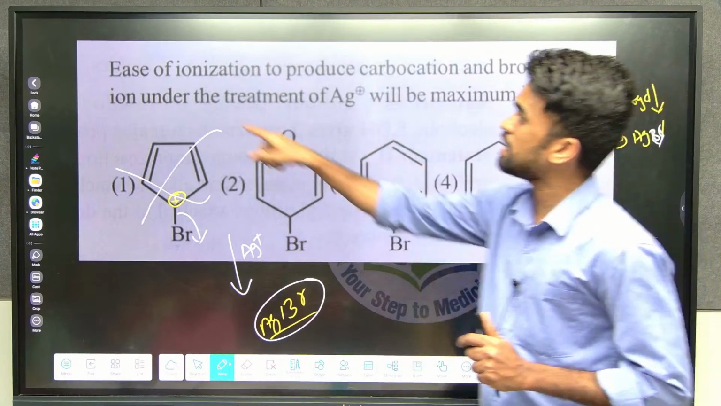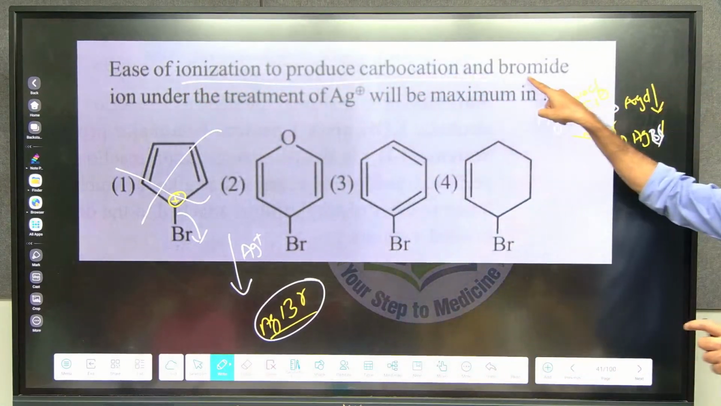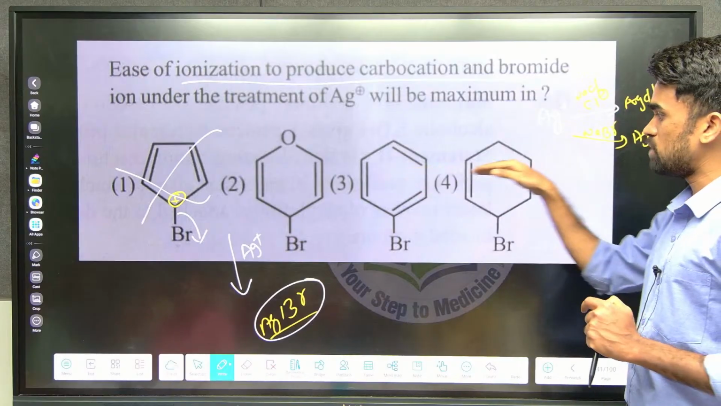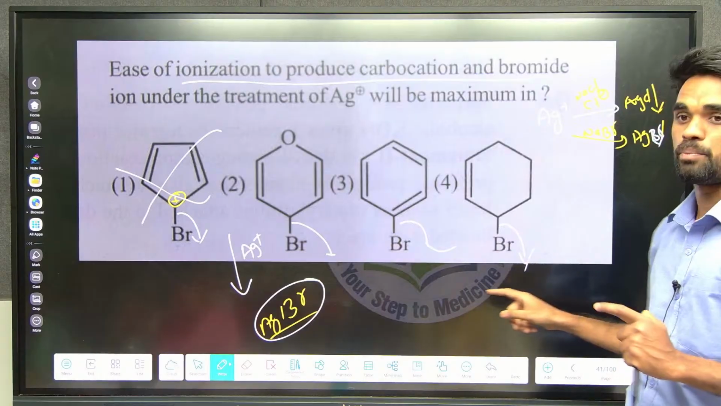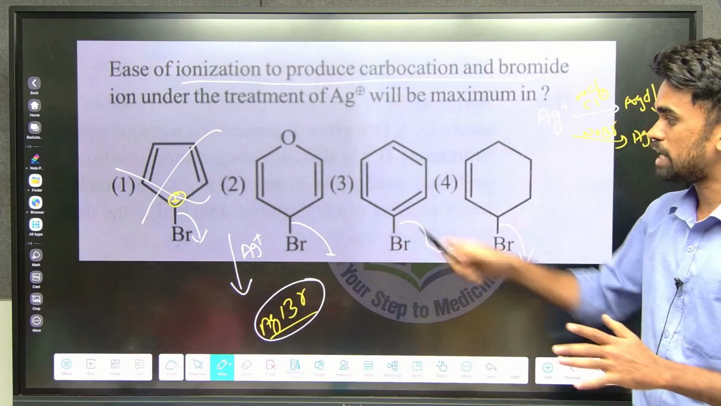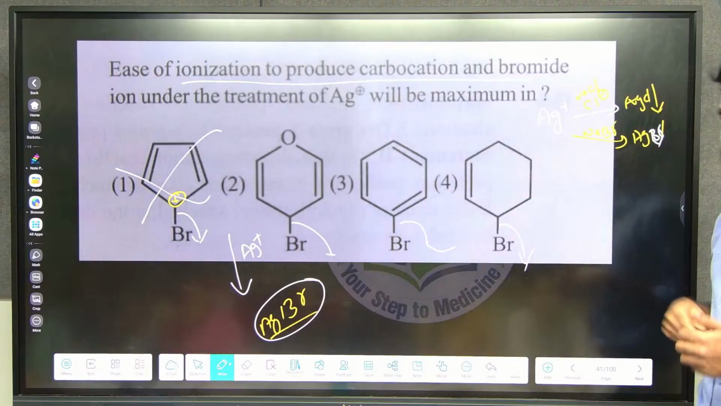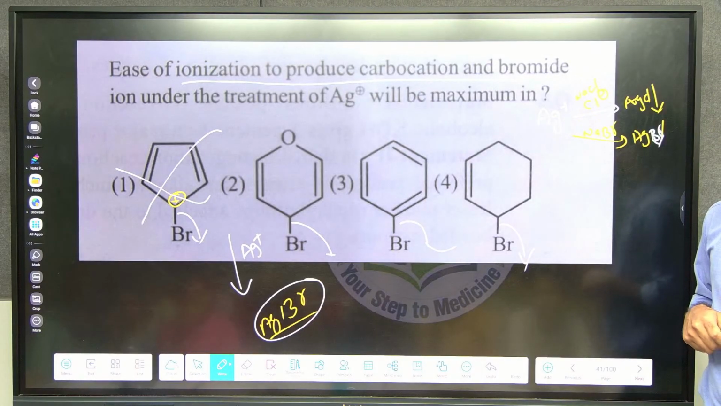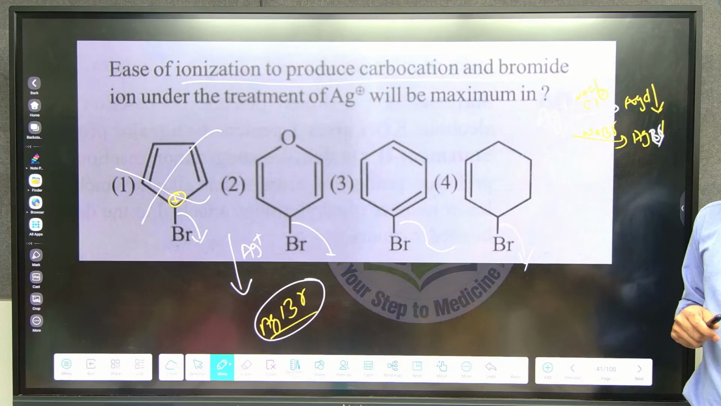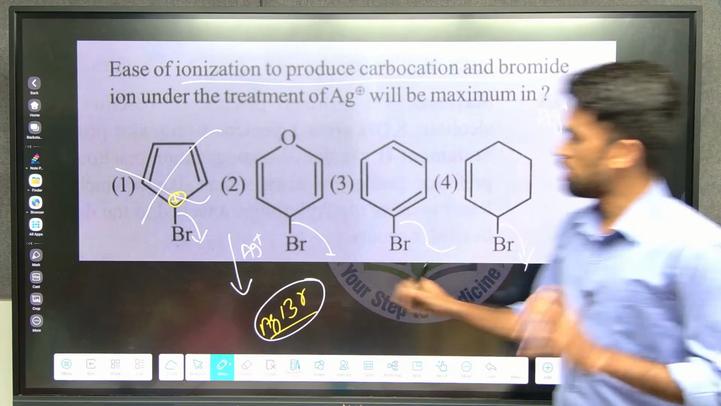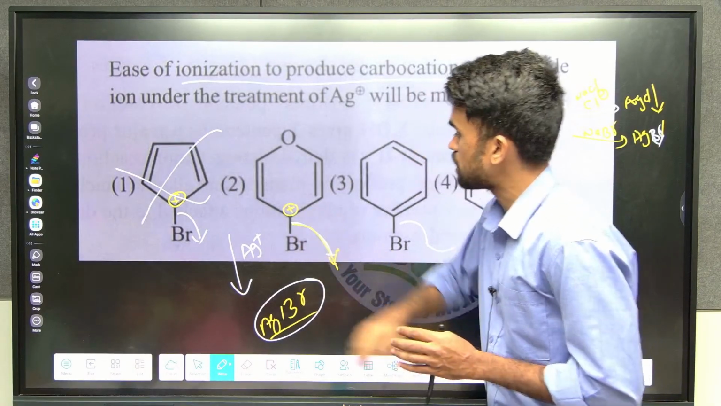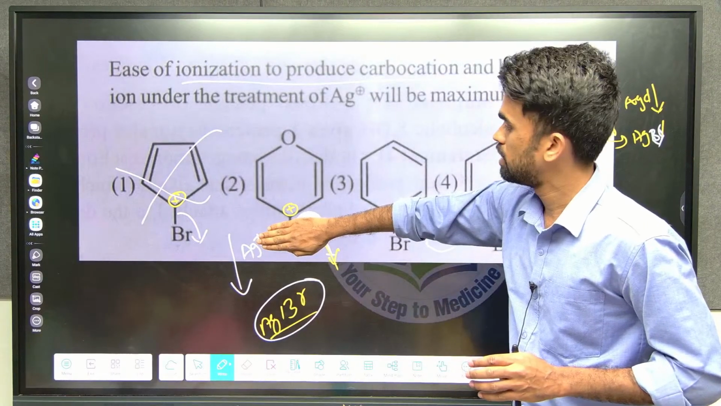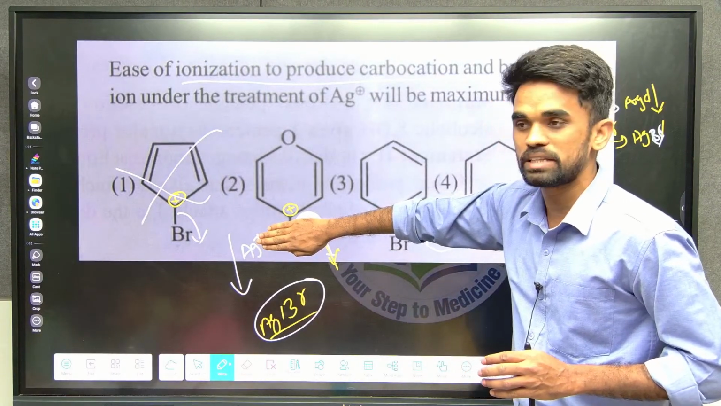Now they are asking about ease of ionization to produce carbocation. It means if one of these compounds, after removing bromide ion, becomes a more stable compound, that reaction takes place. Now try to remove bromide ion from all these compounds. Now check once. Which compound will become aromatic after removing bromide ion? If I remove it from the second one, what is this charge? Positive. Now check if the compound is cyclic. Next, all carbons, oxygen, everything is planar.